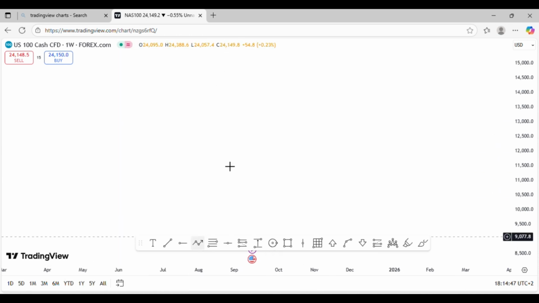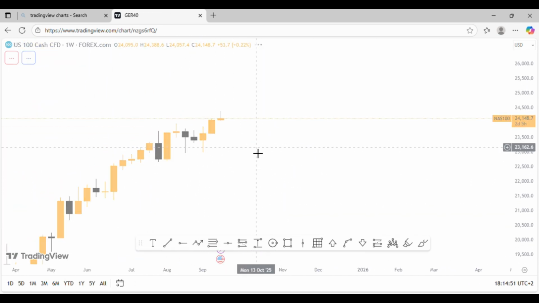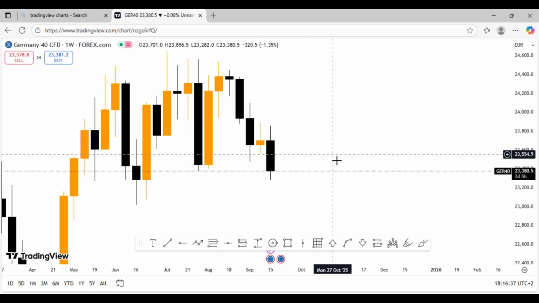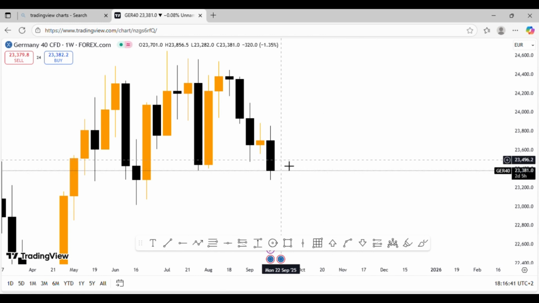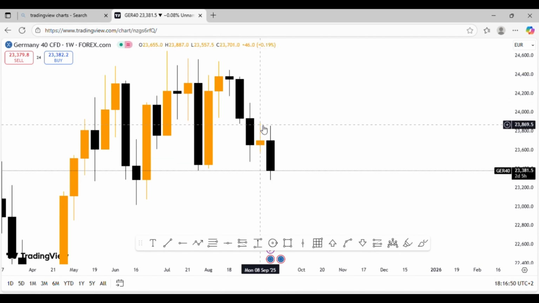So let me just delete this and show you on the real chart here. Okay, so guys, as you can see, I'm on the German 30 weekly chart. And we can see this black candle that you are seeing. This is my current week. It started on Monday, this candle, and then this orange candle, this is my previous week.